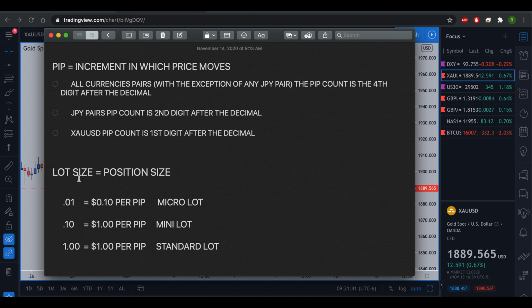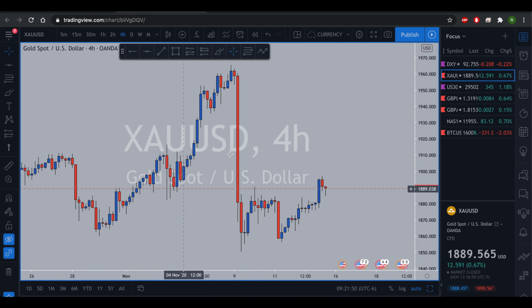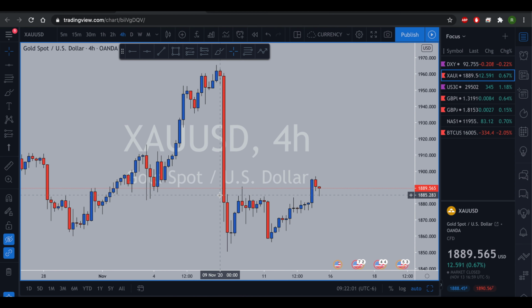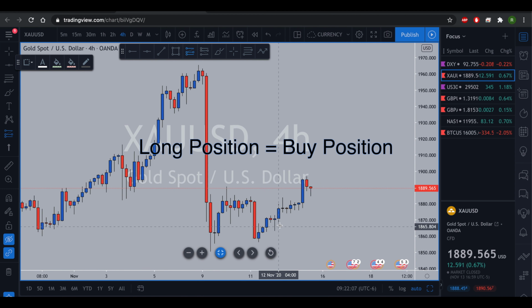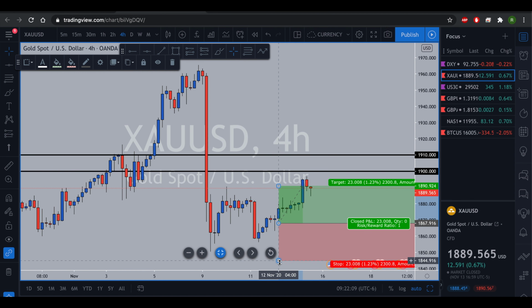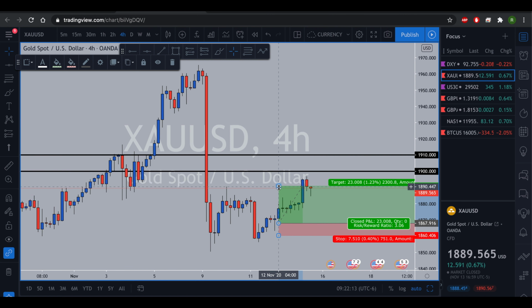So carrying on. Lot size. This is going to dictate how much money you make when you enter a buy position or a sell position. You're going to make it via pips, but how much is determined by your position size. So let's say I enter a long position right here. I buy on this retracement wick, I put my stop loss right there, and I put my take profit for a higher high.